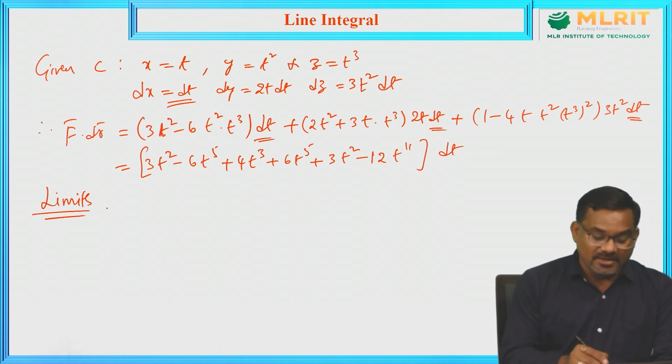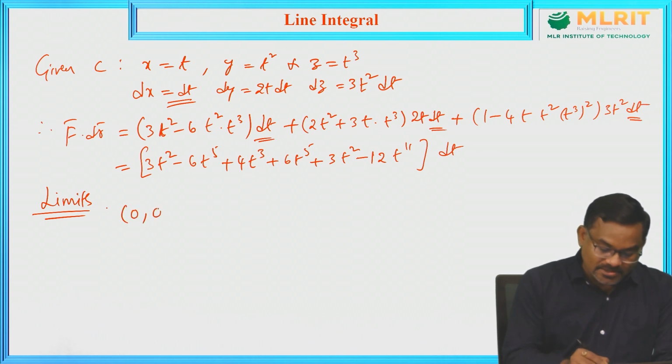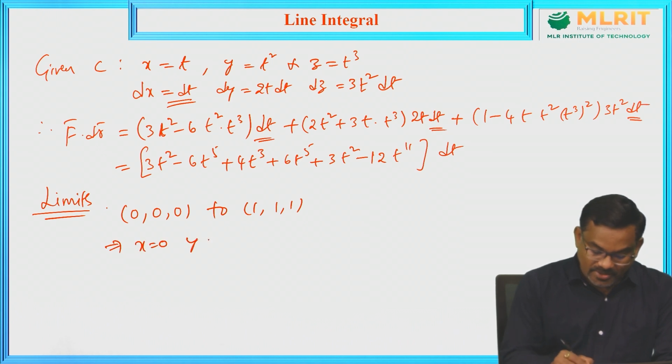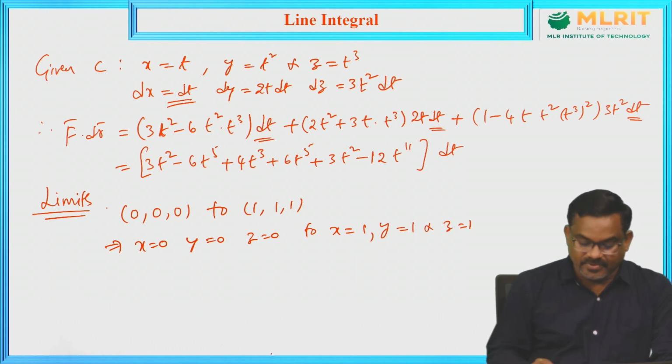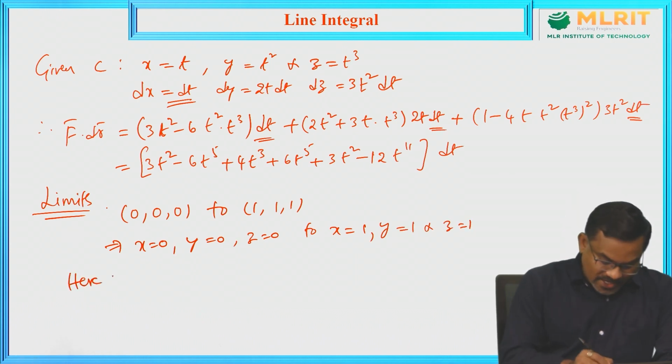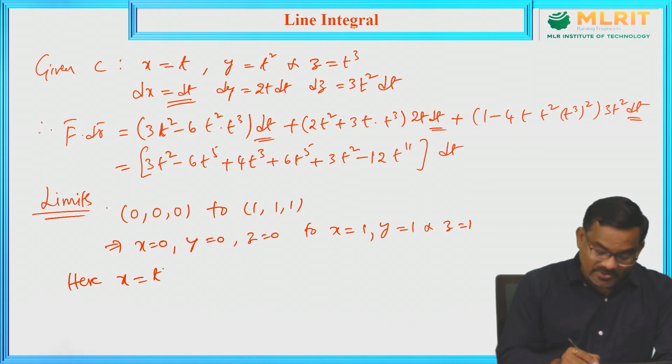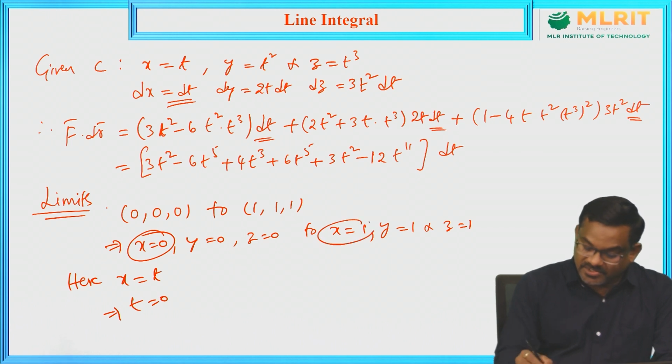What is given? The points (0, 0, 0) to (1, 1, 1). That implies x equal to 0, y equal to 0, z equal to 0 to x equal to 1, y equal to 1 and z equal to 1. And here we have x is t. So, if x is 0, t is 0. Similarly, if x is 1, t is 1.